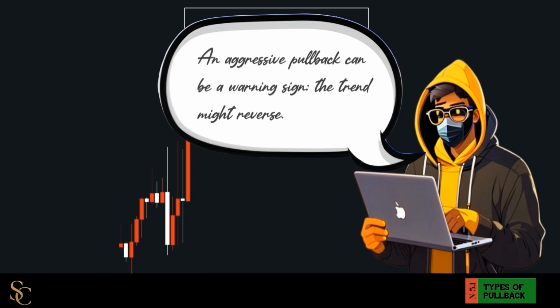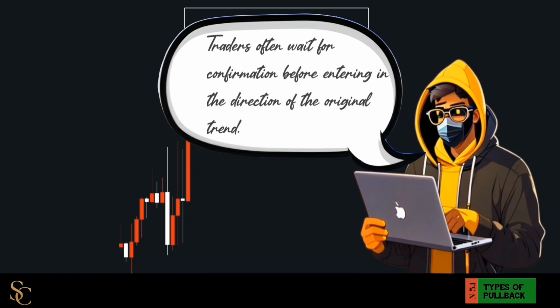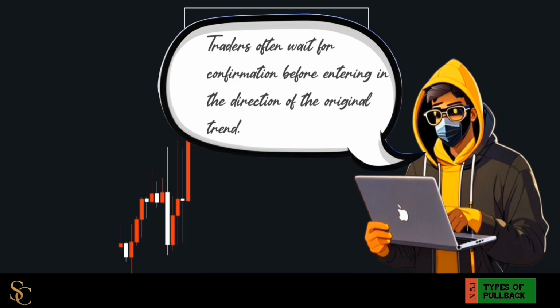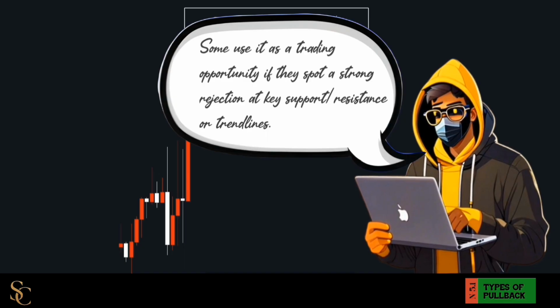An aggressive pullback can be a warning sign. The trend might reverse. Traders often wait for confirmation before entering in the direction of the original trend. Some use it as a trading opportunity if they spot a strong rejection at key support, resistance or trend lines.